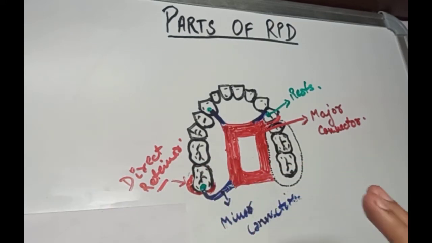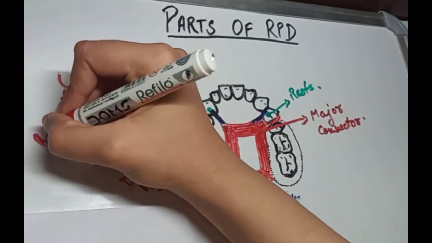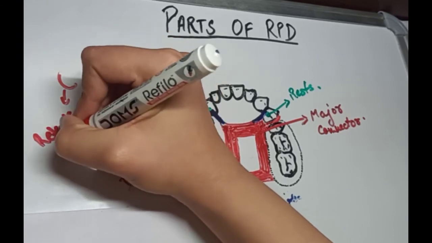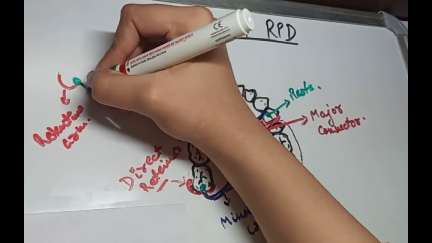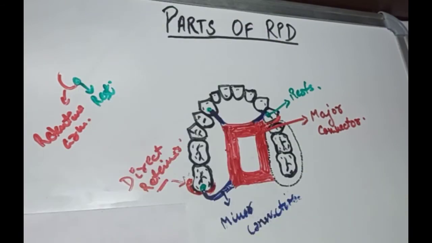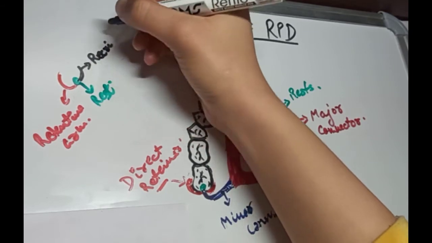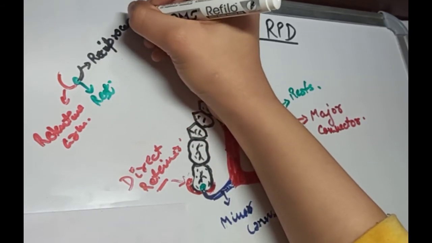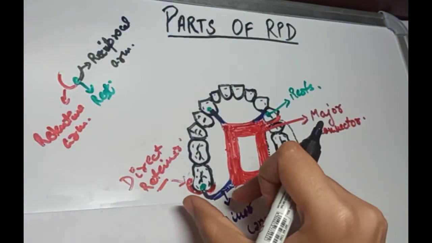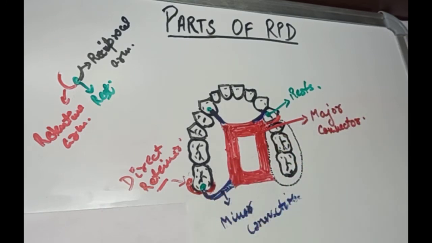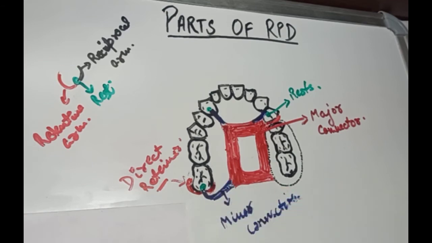So in a direct retainer, we have a retentive arm. This is the retentive arm. Then we have a rest and then the reciprocal arm. This unit of direct retainer engages the abutment tooth and prevents the dislodgement of the RPD. So this is the retentive arm, this is a rest, and this is the reciprocal arm.